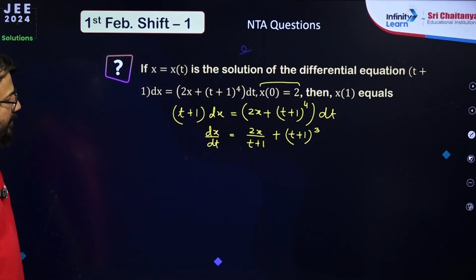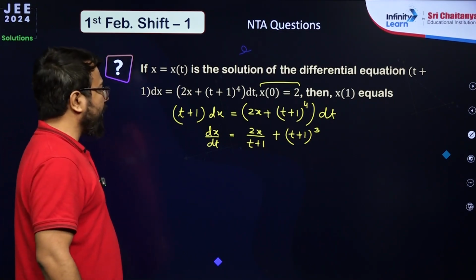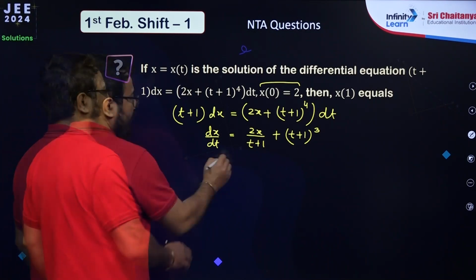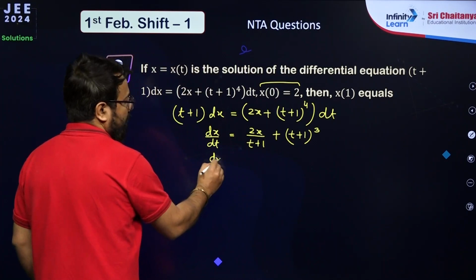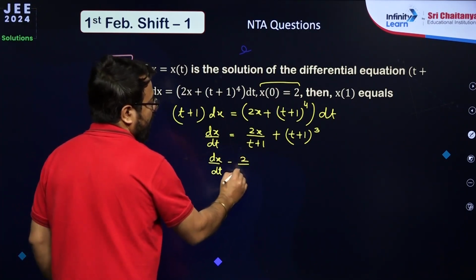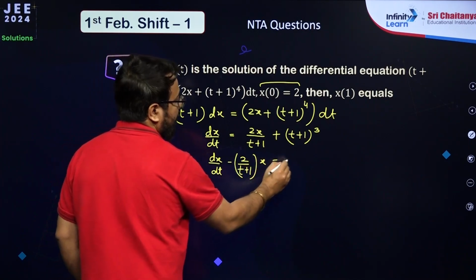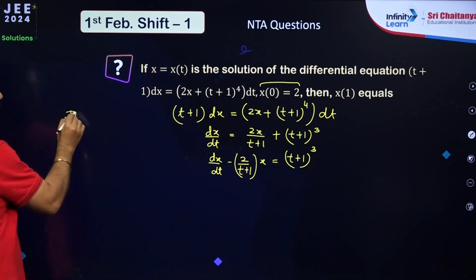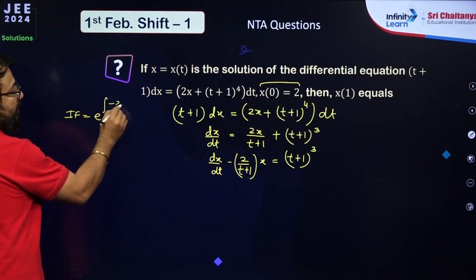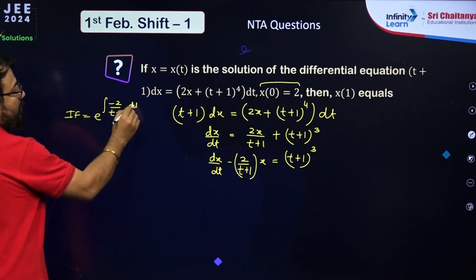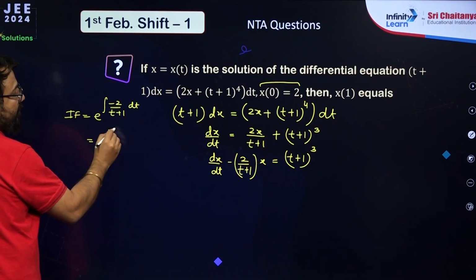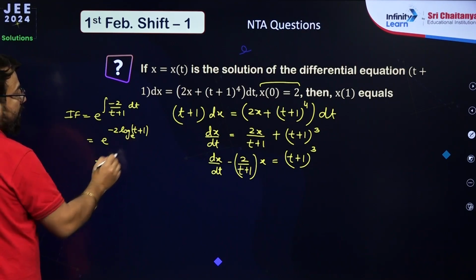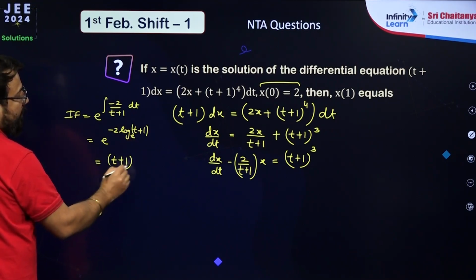Now what we need to do next. So basically, if I try to get the answer for this problem, I can see that this is a linear differential equation. First of all, let us write the integrating factor. e raised to the power integration p dt. So e raised to the power minus 2 log of t plus 1. So it becomes t plus 1 with the minus 2 power.